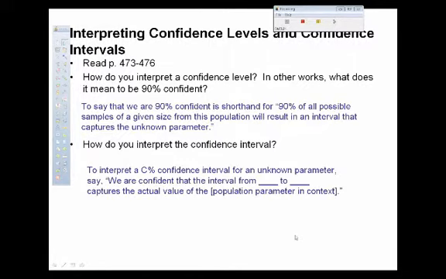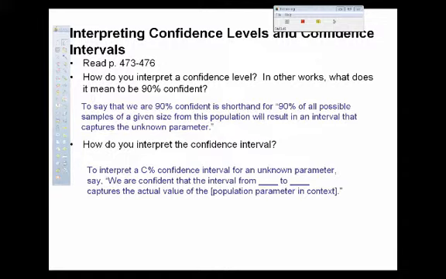Okay, to interpret a C% confidence interval for an unknown parameter, we say we are confident that the interval from some number to some number captures the actual value of the population parameter in context, whatever we're talking about. Now, be careful. It's the AP chat.